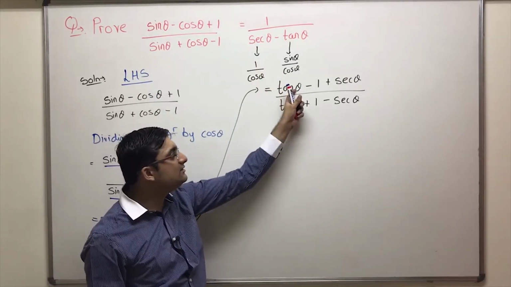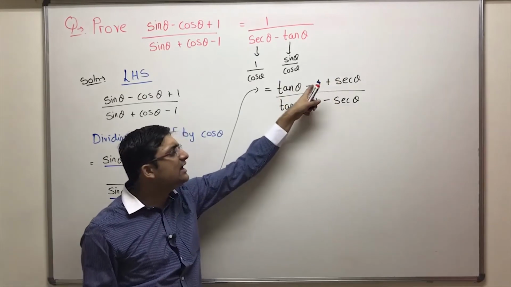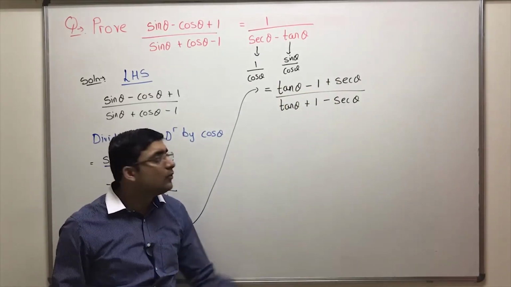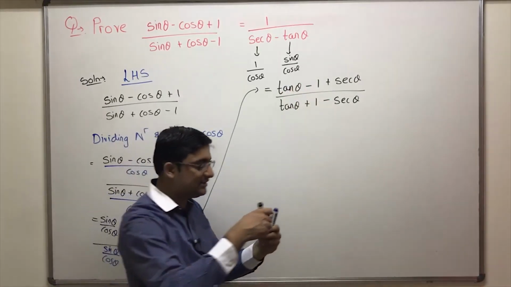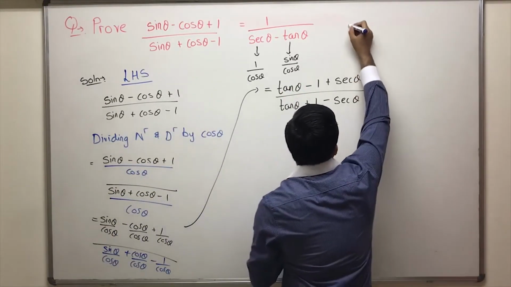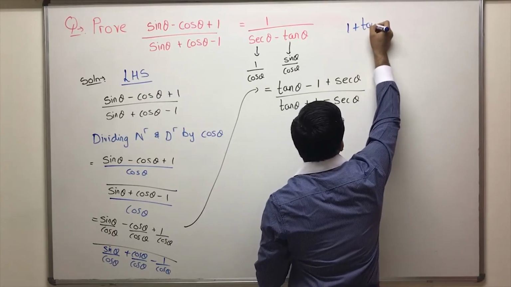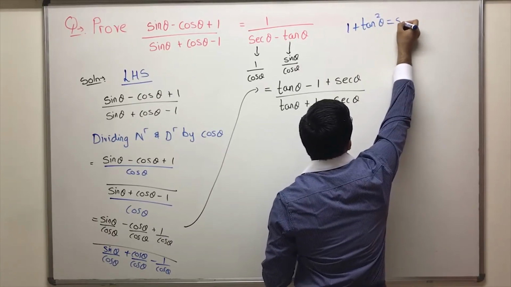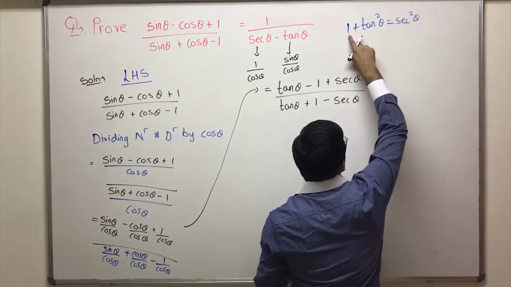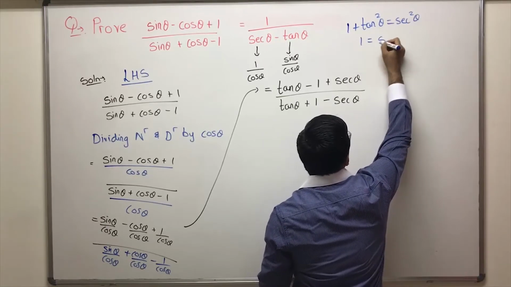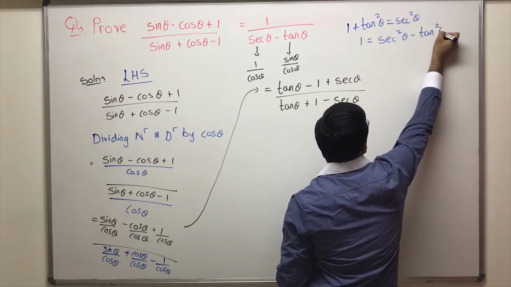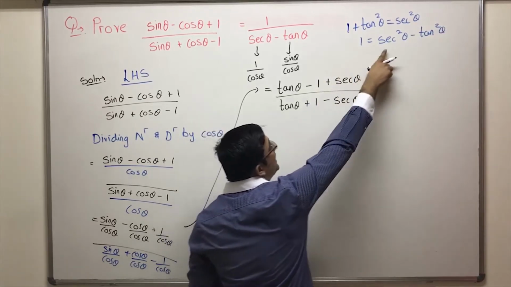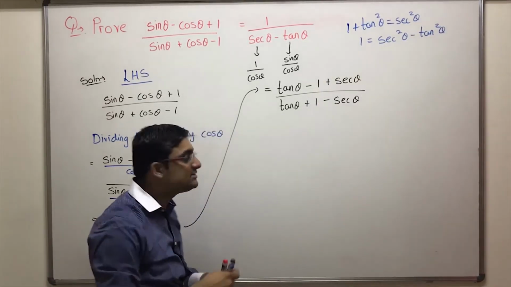I have a tan theta, I have a sec theta, and I have a 1 over here. So what is the use of this 1? Which is the identity relating tan theta and sec theta? We know that 1 plus tan square theta is equal to sec square theta. So what is the value of 1 from here? 1 is equal to sec square theta minus tan square theta. So we're going to substitute this 1 as sec square theta minus tan square theta.